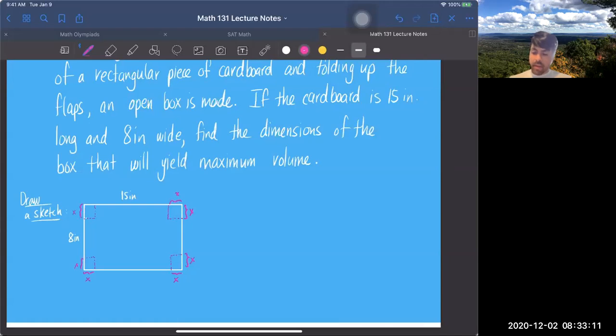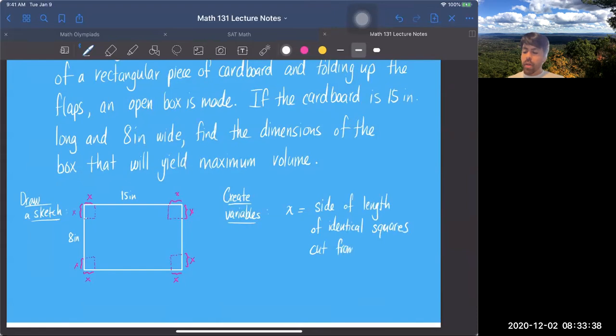Does this make sense? So then we're going to create our variables. We're going to say x is equal to the side length of the identical squares cut from the corners. That's what x is.